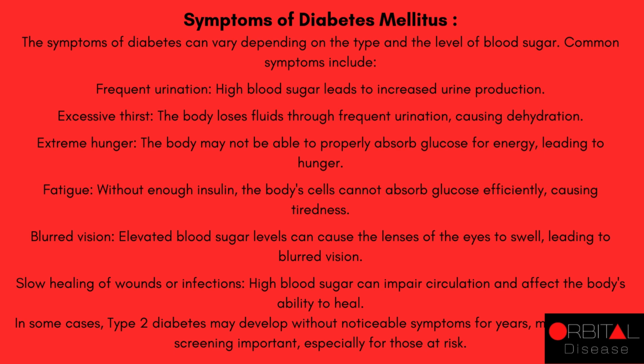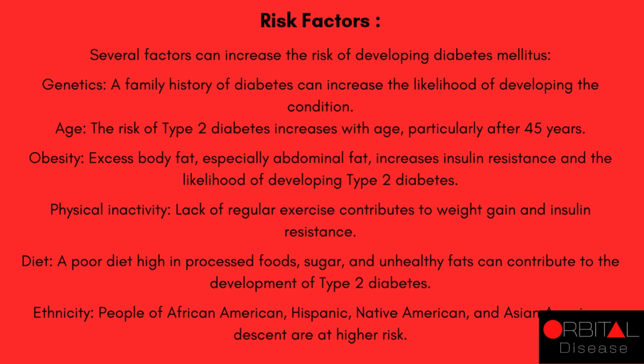Blurred vision. Elevated blood sugar levels can cause the lenses of the eyes to swell, leading to blurred vision. Slow healing of wounds or infections. High blood sugar can impair circulation and affect the body's ability to heal. In some cases, type 2 diabetes may develop without noticeable symptoms for years, making regular screening important, especially for those at risk. Risk factors. Several factors can increase the risk of developing diabetes mellitus.